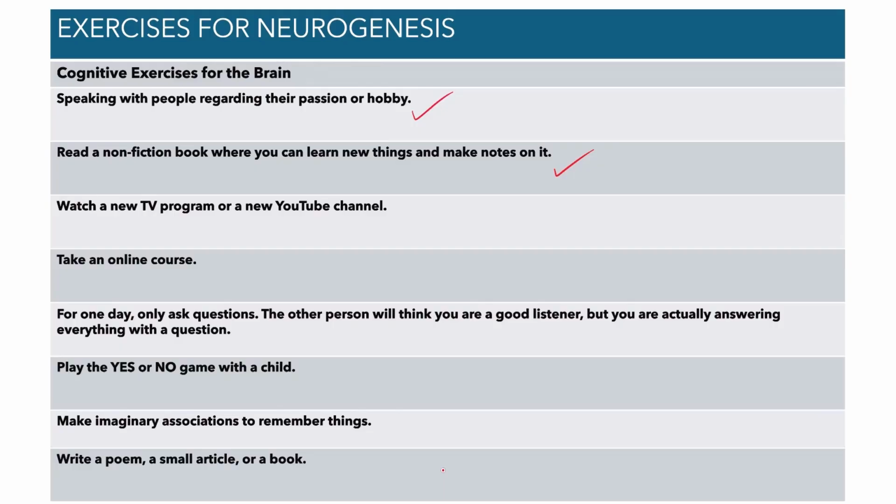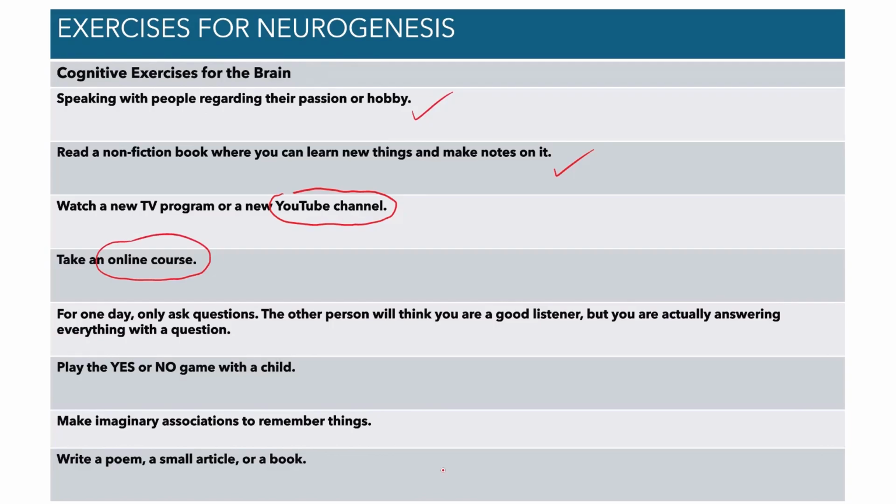Watch a new TV program or a new YouTube channel. Find a new YouTube channel, something regarding a news channel or something which you haven't touched these days. One thing you can learn about is game theory. TED is a very good YouTube channel. You can watch those to learn new things. Take an online course. At the moment, watching this video is just like doing an online course. You can take new courses, and that also helps neurogenesis.